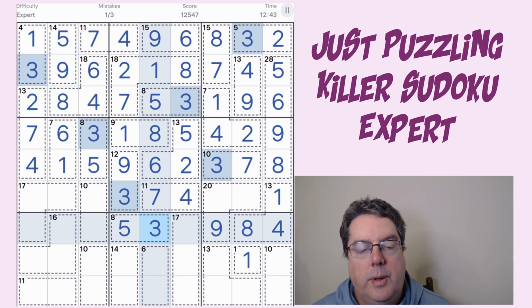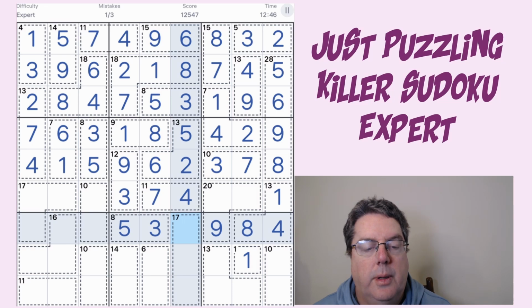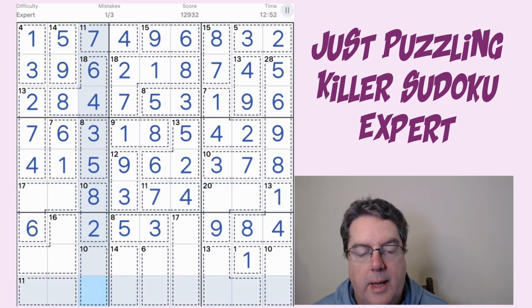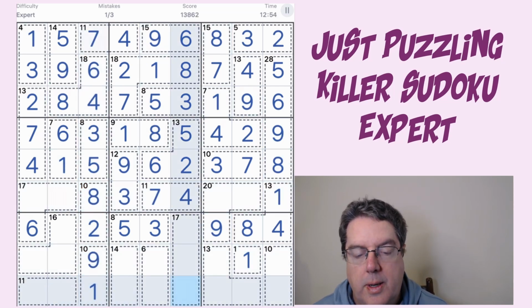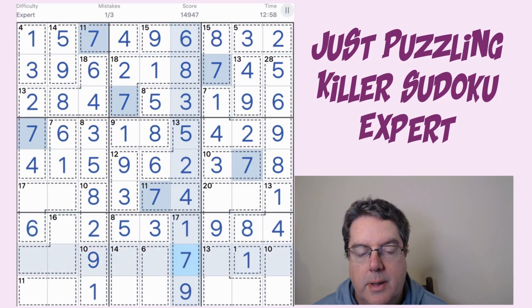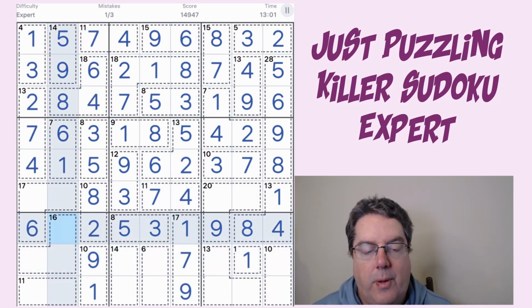So this can't be a 6 and this can't be a 6. So this is going to be 6 and 2. So that's a 6 there. That's a 2. That's an 8. That's a 1. That's a 9. That's a 9. That's a 1. That's a 7. All right, that sort of fell out for me, didn't it? 7.